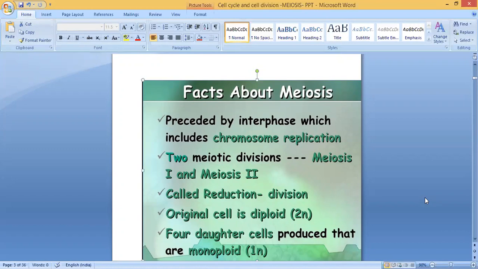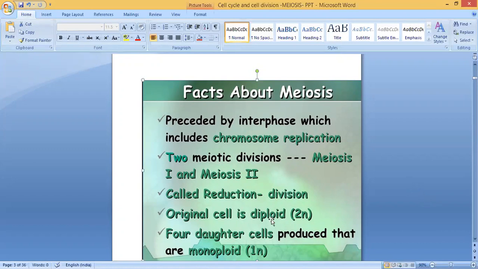Two meiotic divisions will take place: one is meiosis 1 and the other is meiosis 2. In mitosis, we studied only one, but here there are two stages, meiosis 1 and meiosis 2. So usually this meiosis is called reduction division. Why is it called a reduction division?